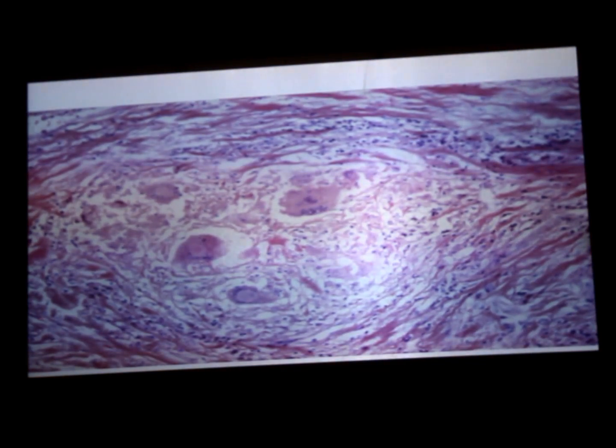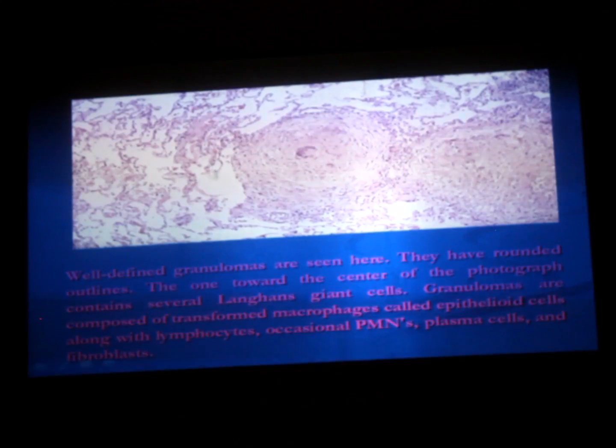Langhans giant cells present inside the granuloma, central area of caseous necrosis, surrounded by chronic inflammatory cells like lymphocytes, plasma cells, and a few fibroblasts. So you see many granulomas like this inside the lung in a person having tuberculosis. Okay, this is another granuloma. This is one. This is another.